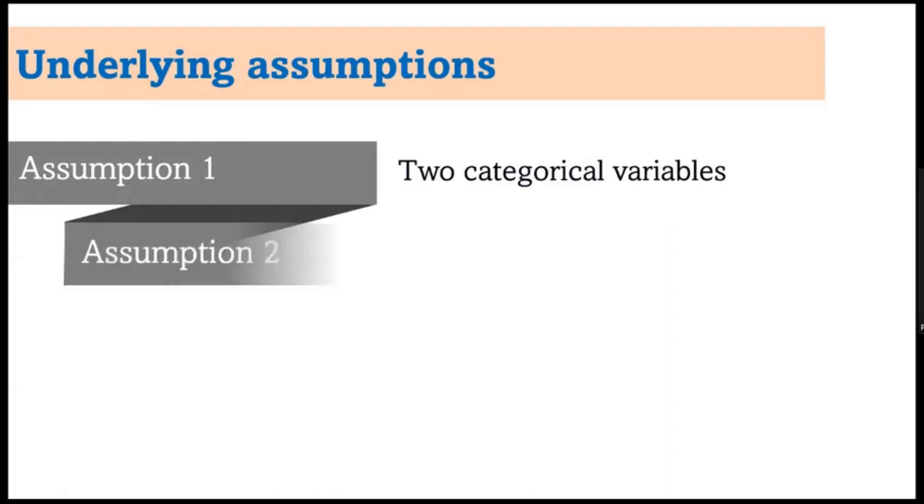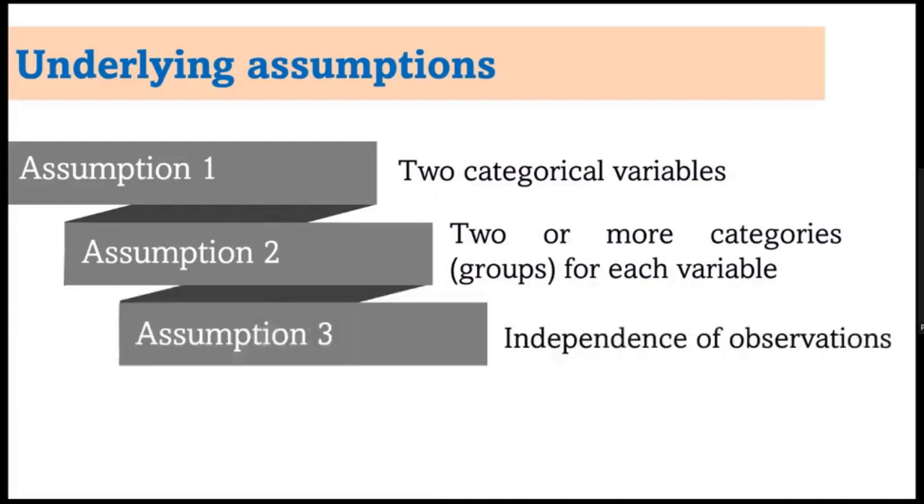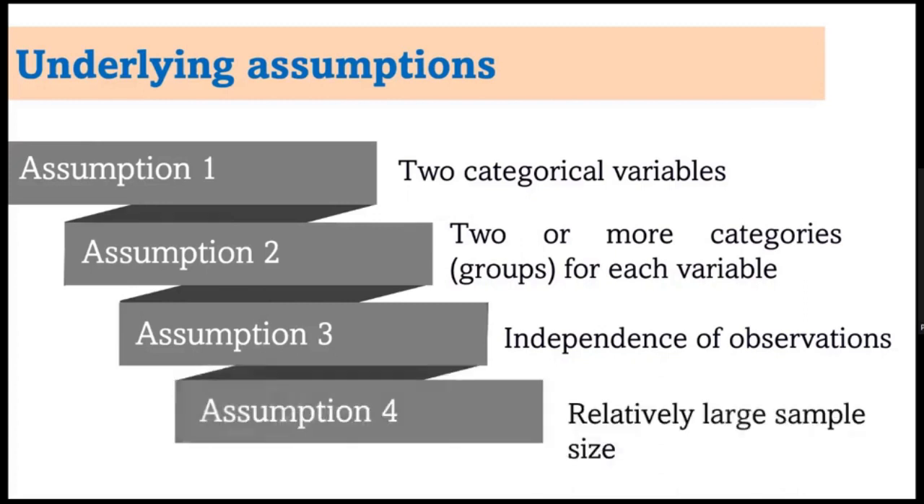There can be two or more levels for each of these categorical variables, meaning more than two categories. And there should be independence of observation. We have seen what independence of observation means. If you have counted one individual as diabetic, you cannot count that person again in the non-diabetic group. So there will be separate people in each of these two groups. That is known as the independence of observation.